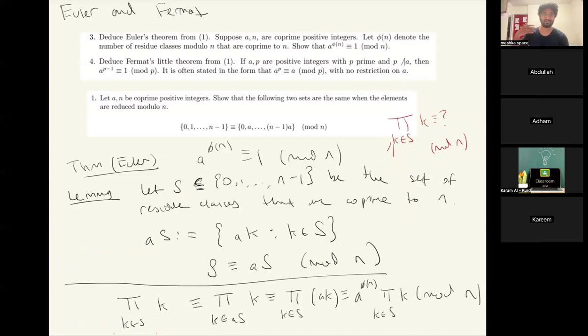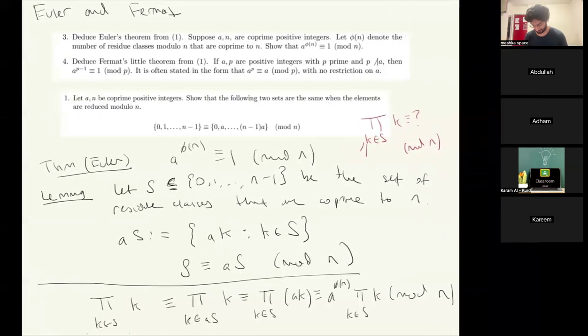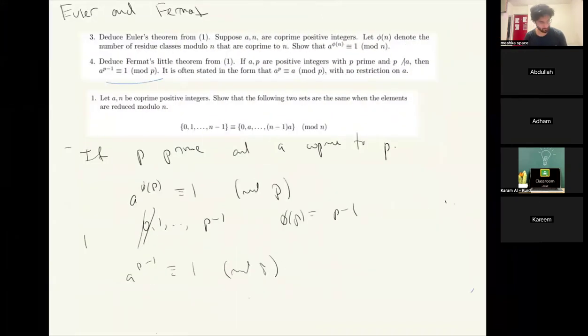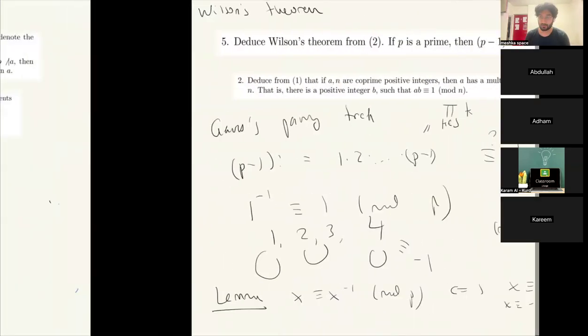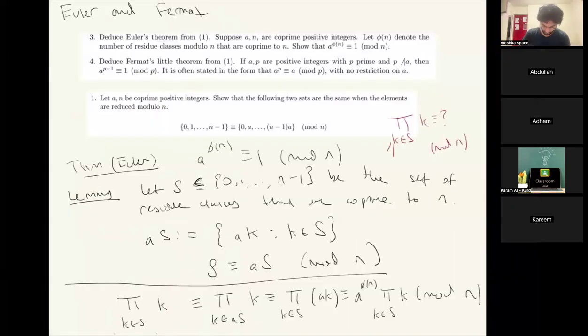Does anyone know the answer off the top? Has anyone maybe seen the problem before? Okay, so it's a good problem, good homework. The problem is determining this product. I take all the residues co-prime to n, and I multiply them, and I see what I get mod n.